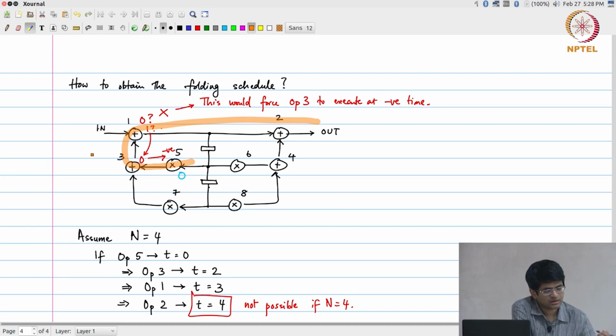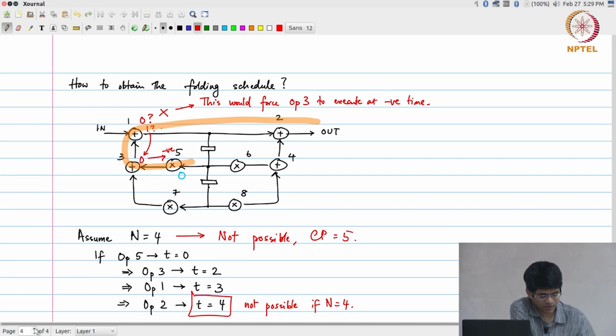What is the name that I normally give to this path? The critical path. What it's saying is, in this diagram as it stands, the critical path is 5 time units long. So n equal to 4 is basically not possible, since the critical path is equal to 5 time units.